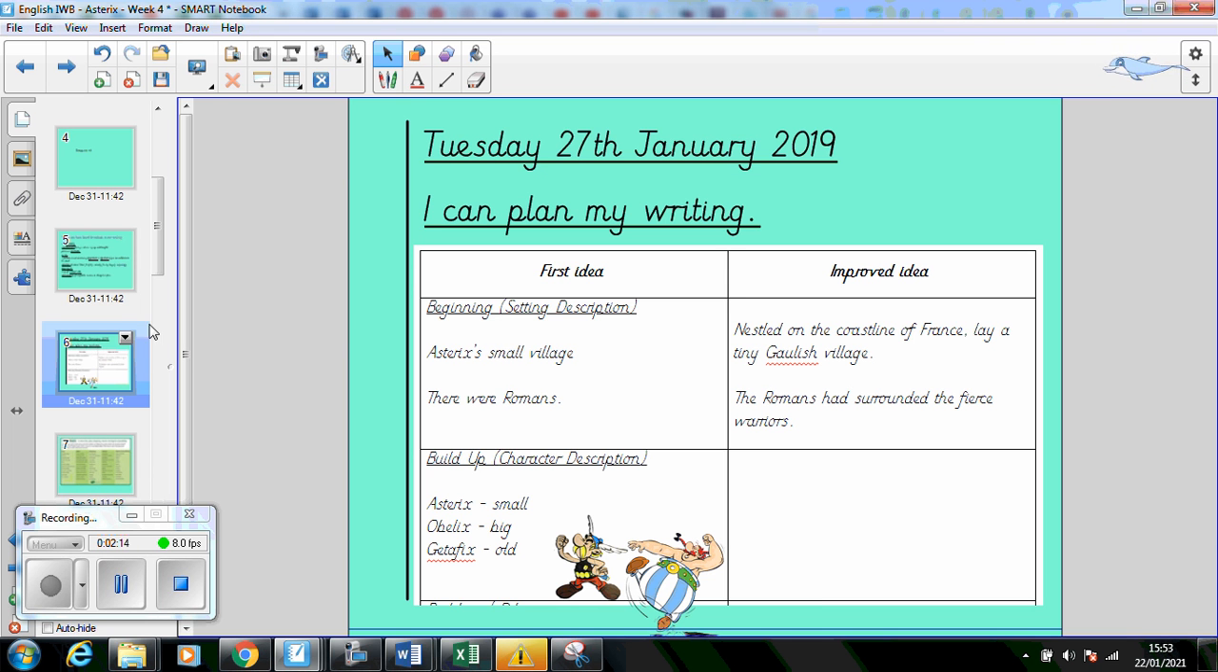Okay, attached to this assignment is a sheet with a grid much like this one. And I have broken the story down into those 5 sections that you found on your story mountain yesterday. Now in the beginning, I want you to think about your setting description. During the build-up, I want you to look at your character description. And I know that lots of you have written really wonderful things already. But I want you to check through your writing. And I want you, please, to just note down your initial ideas. Okay, so go through this column first with your first ideas.